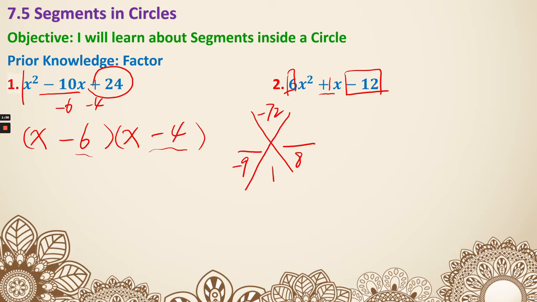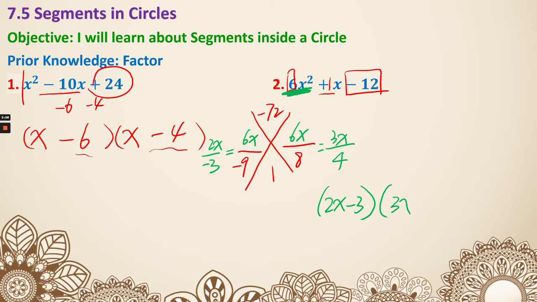Next, we put things on the top. It's going to be the leading coefficient with an x, so 6x on the top. And whenever we see a fraction, we have to simplify it. That gives us 3x over 4. On the left side, 6x over negative 9 gives us 2x over negative 3. So the parentheses are 2x minus 3, and on the right side, 3x plus 4, from the fraction on the right.